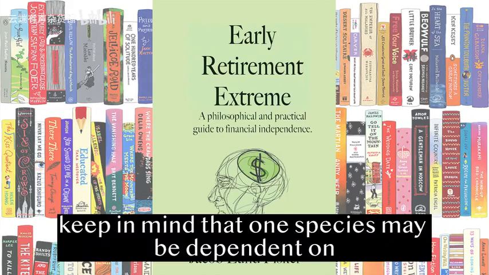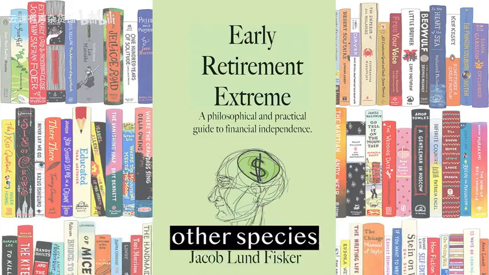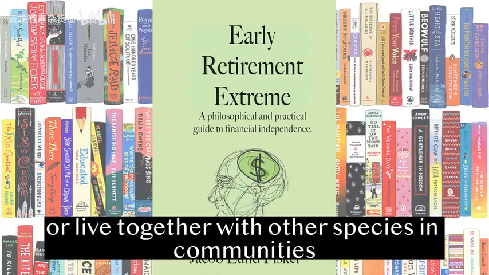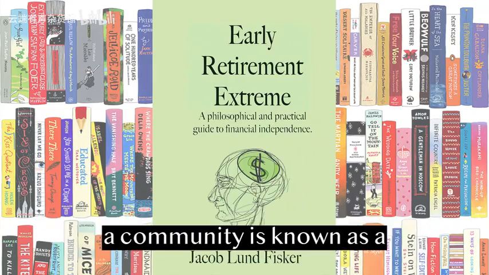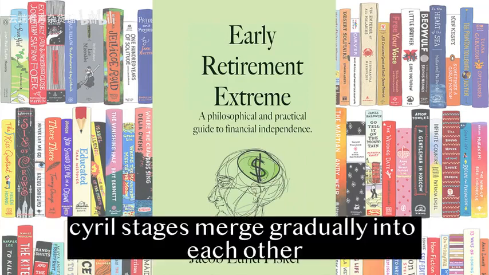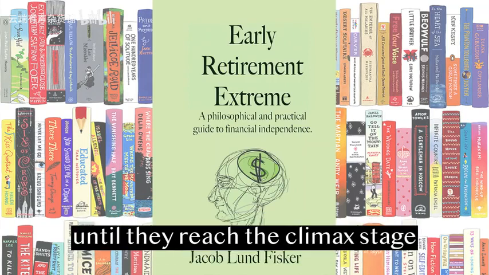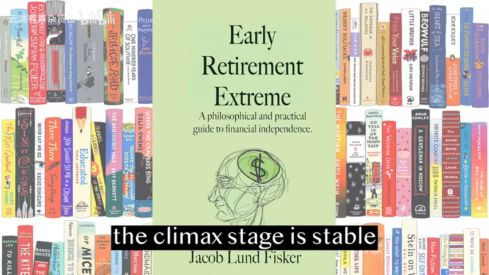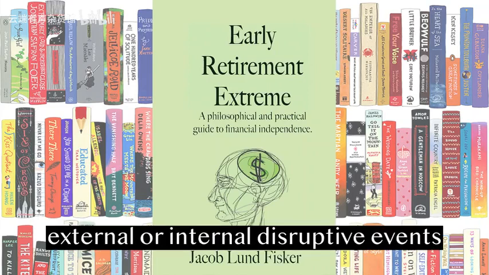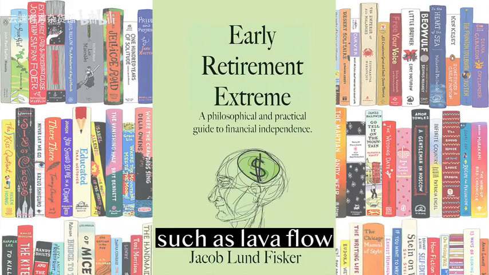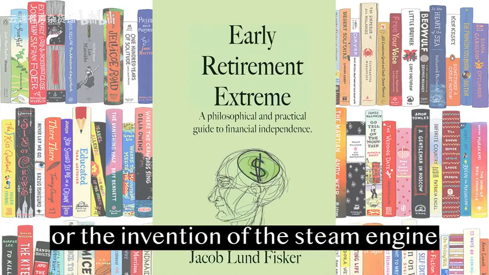Keep in mind that one species may be dependent on other species or live together with other species in communities. A community is known as a seral stage. Seral stages merge gradually into each other until they reach the climax stage. The climax stage is stable, but may change due to external or internal disruptive events, such as lava flow or the invention of the steam engine.